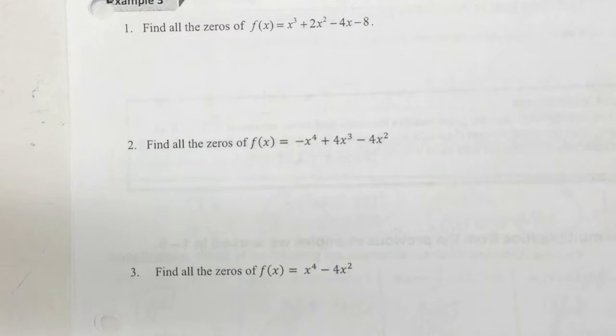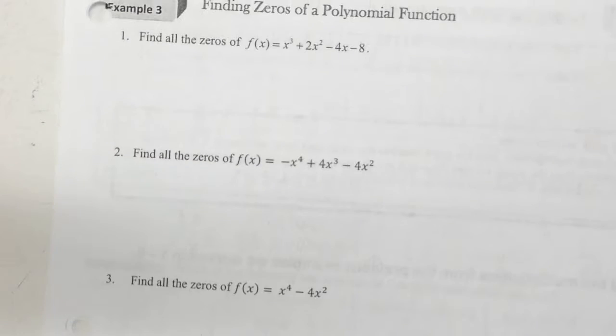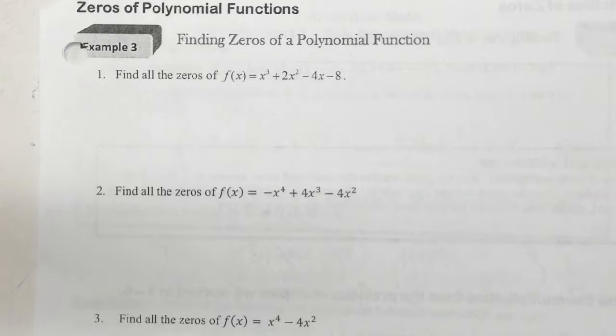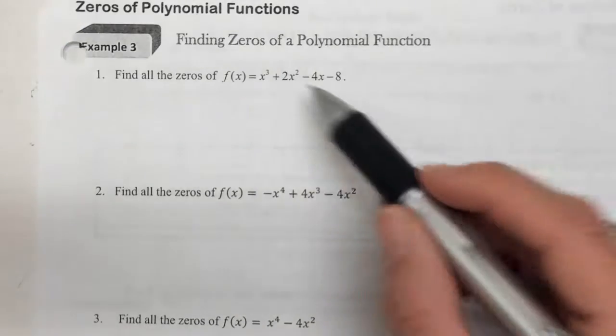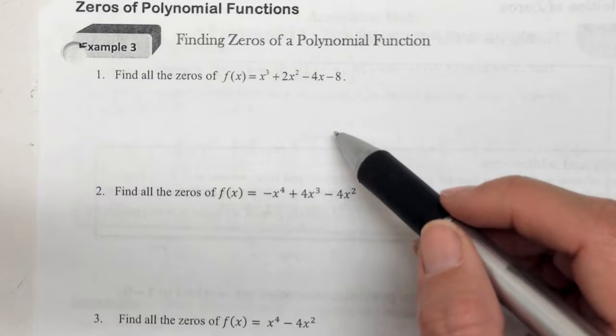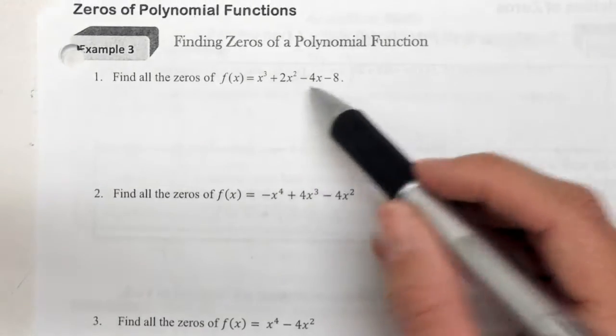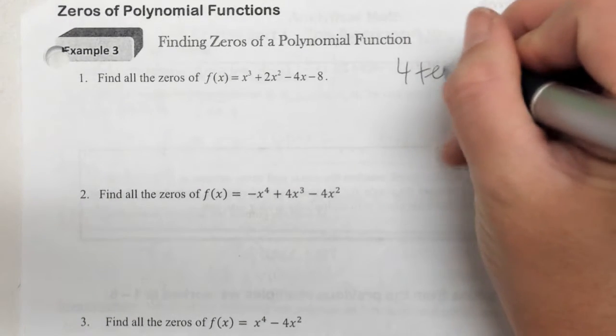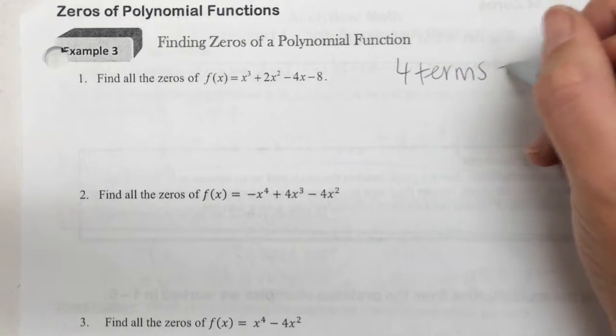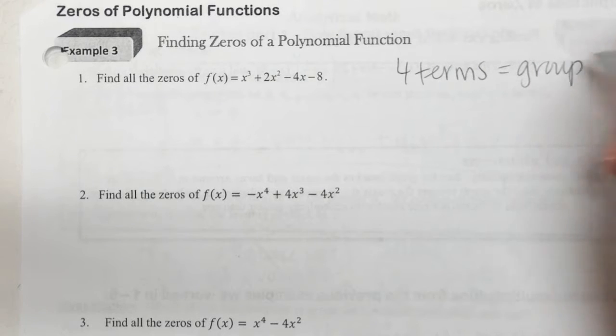Alright, so here is the fun part, finding zeros of a polynomial function. These you will have to do by factoring. And I know some of them are kind of weird. You might not remember how to factor some of these, so we'll work through them together. This one I noticed that none of them have anything in common, so I can't pull out the greatest common factor. But I noticed they have 4 terms. And when you have 4 terms, you always want to factor by grouping.